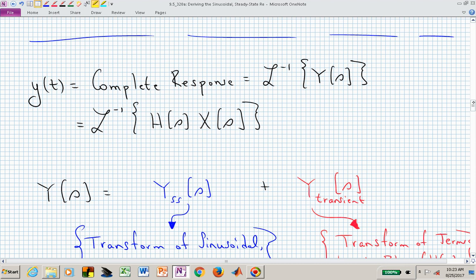We'll start with what we know. We know the complete response is found by multiplying the transfer function times the Laplace transform of the input waveform. And again, the input waveform that we are applying now to the system is a pure sinusoid. In this particular discussion, we'll just go ahead and use a cosine waveform at a frequency omega naught.